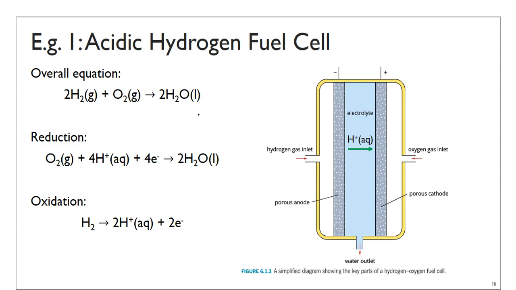All right, this is another summary of this, which is the very first type of fuel cell that you need to know, which is the acidic hydrogen fuel cell. If I add the two half equations together, I get this overall equation, which is just H2 plus O2 going to H2O. Electrolyte hydrogen ions go to the cathode.